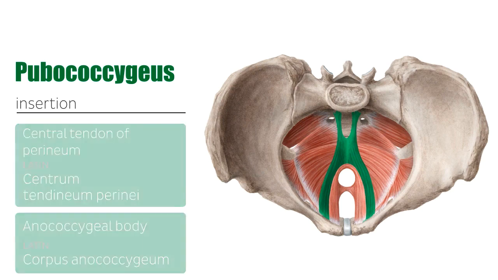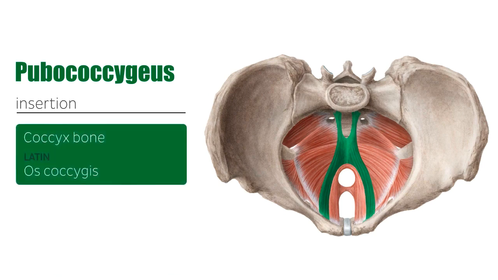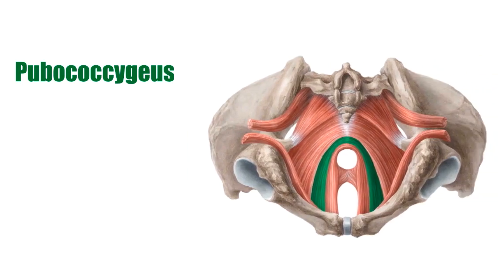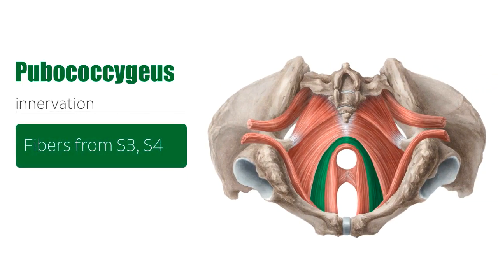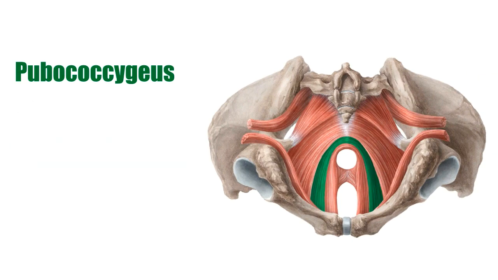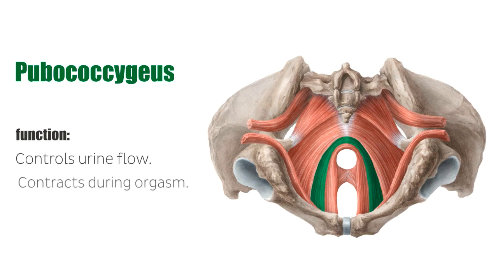Not to forget that also the tailbone, also known as the coccyx, is going to serve as an insertion point for the pubococcygeus. And in men, the medial muscle fibers are partially connected to the prostate. Now, as for the innervation of the pubococcygeus, this muscle is going to receive fibers from S3 to S4. The main functions of the pubococcygeus muscle are to control urine flow and to also contract during orgasm.